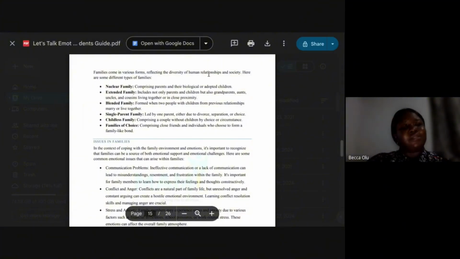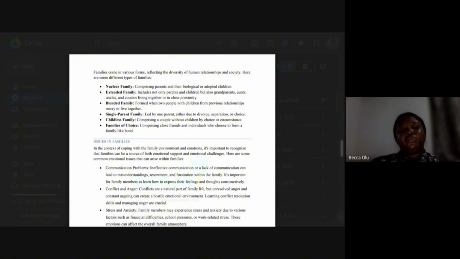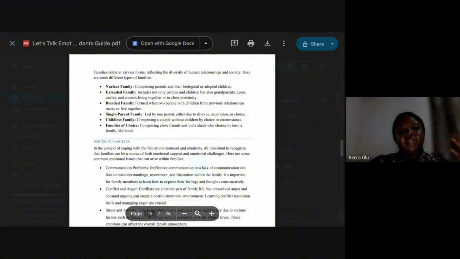You have the childless family as well. That is a couple without children. They are married, but they don't have children, either by choice, because some people decide not to have children, or by circumstance. They are waiting, looking to have children, but they don't have children yet. That is what you call a childless family. Sorry.